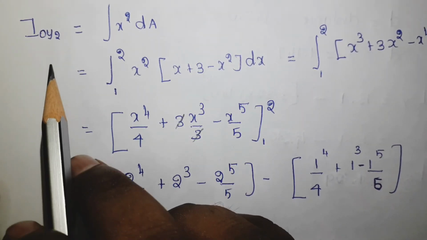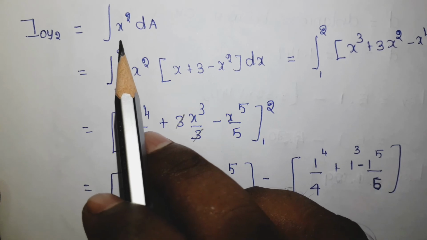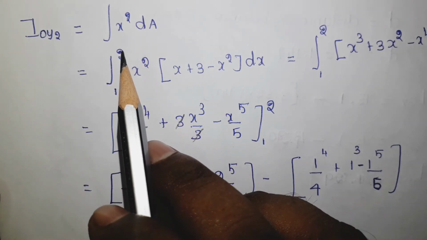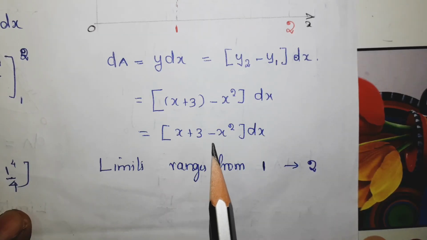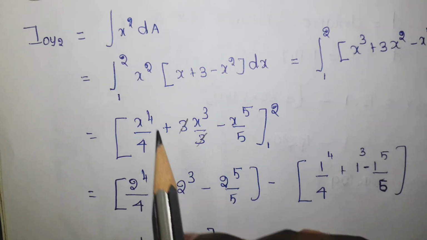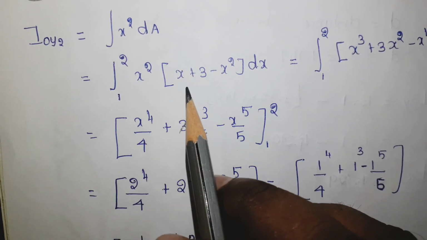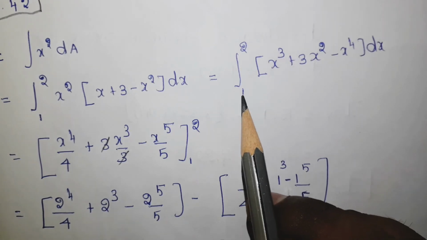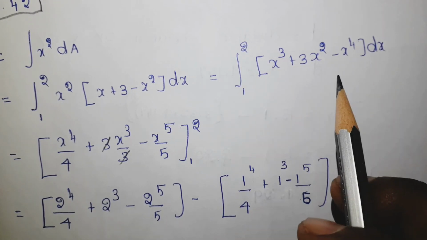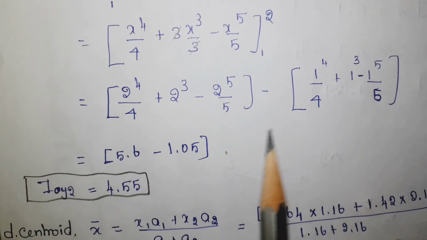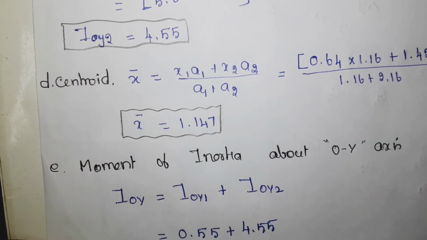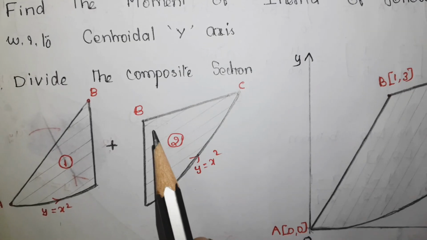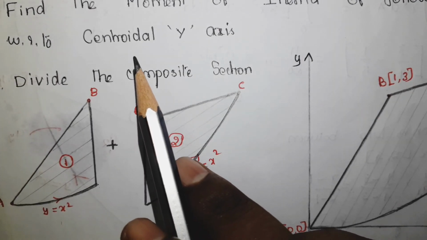Similarly, for the moment of inertia with respect to base y axis, that is nothing but integration of x square dA, and for dA again we get the same, that is x plus 3 minus x square into dx, and the limit changes from 1 to 2. Substitute and just multiply x square into the bracket. So this equation will now become like this, and now integrate it and substitute the upper limit and lower limit. Finally, you will get the answer as 4.55.